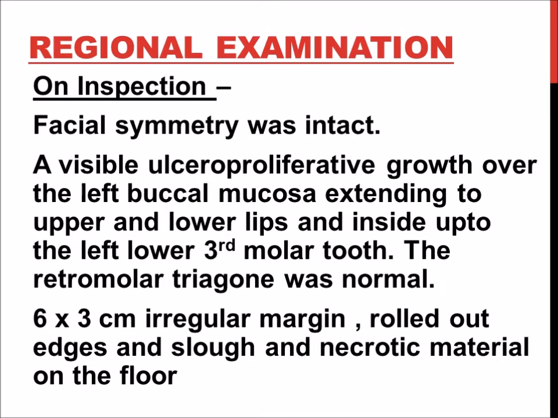6 by 3 centimeters, irregular margin, rolled out edges and slough, necrotic material in floor. Again, types of ulcer edges. Irregular margin, rolled out edges, more pointing towards malignancy. If it would have been a regular margin, sloping edge, it would have been a healing ulcer. If it would have been a punched out edge, it would possibly have been an aphthous ulcer in the mouth. If it had an undermined edge, it would have been tuberculosis. That is what here our irregular margin, rolled out edge is pointing towards malignancy.